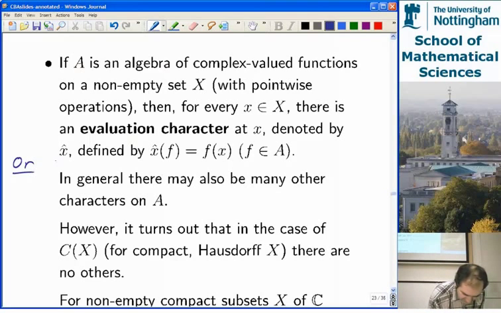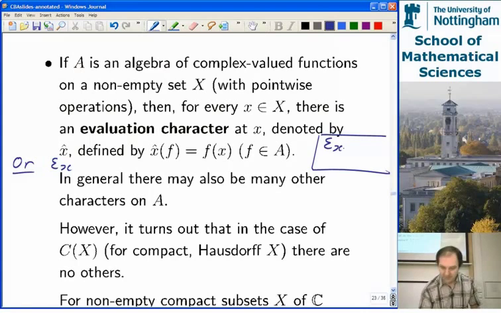You can also use epsilon sub x. So the evaluation character is often written as epsilon sub x. So epsilon x of f, again, that's evaluate at x, so that's f of x. So it's just an alternative notation.